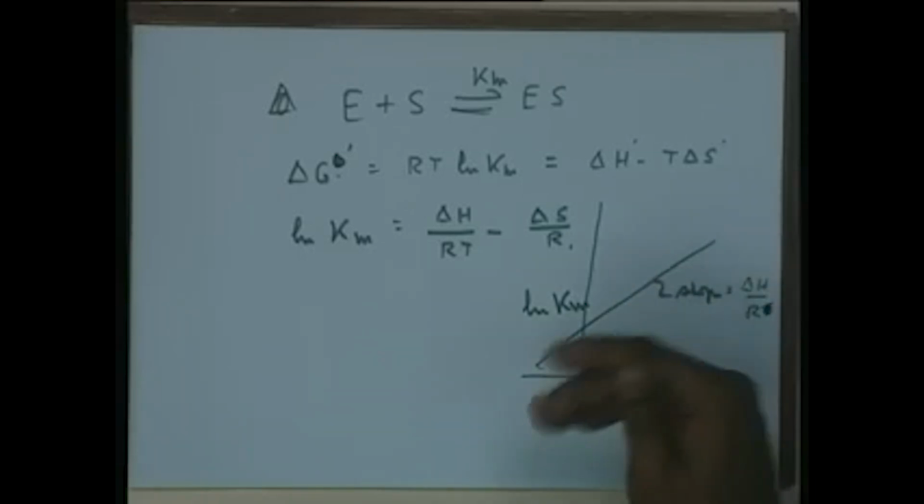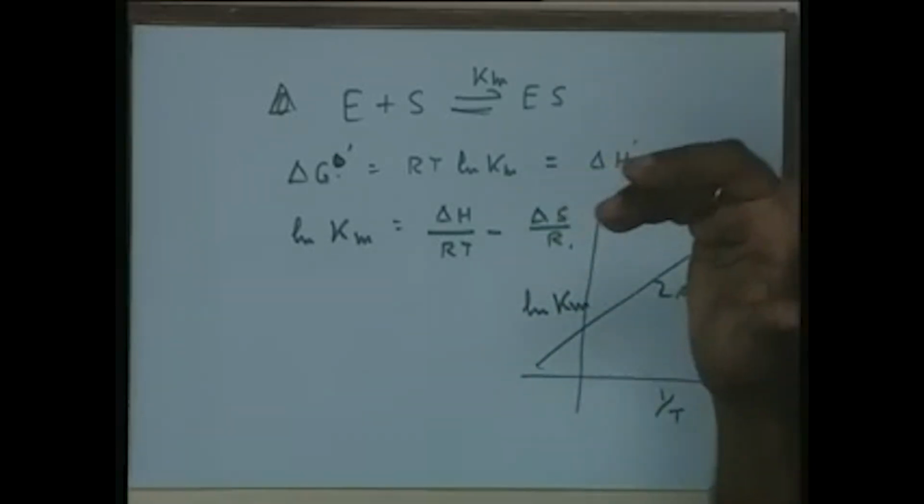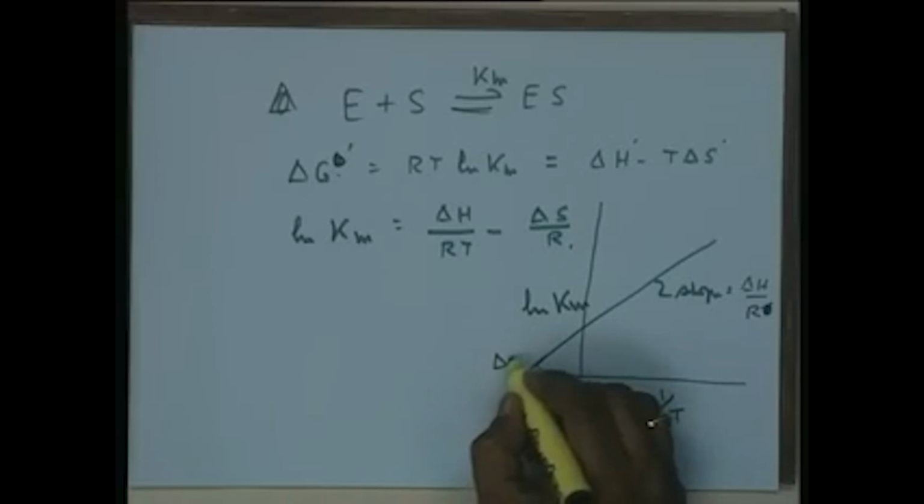Also, the sign of the slope, I have shown only a positive slope, it could end up as a negative slope also. The sign also will indicate whether the enzyme substrate binding is exothermic or endothermic. I mean, you can get a thermodynamic picture of the enzyme substrate binding, and also you notice that the intercept on the y axis will give you delta S over R.